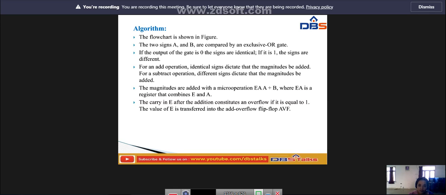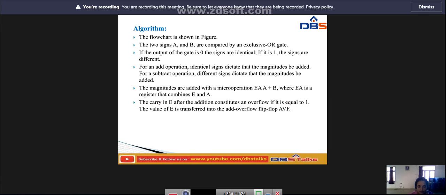So if we use the exclusive OR between the two signs A and B, and the output of the gate is 0, the signs are identical; if it is 1, the signs are different. For an add operation, identical signs indicate that the magnitudes are to be added. For a subtract operation, different signs indicate that the magnitudes are to be added.